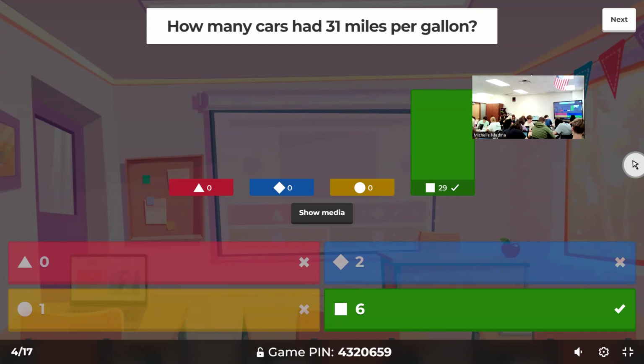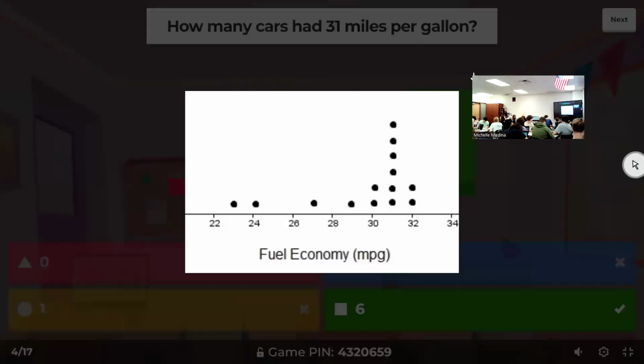All right, how many cars have 31 miles per gallon? You guys all got it right. What type of graph is this? A dot plot. These are the easiest to see exactly how many each data point was. Whereas with histograms and box plots you couldn't see it, with dot plots you can. That's the pro of having a dot plot.